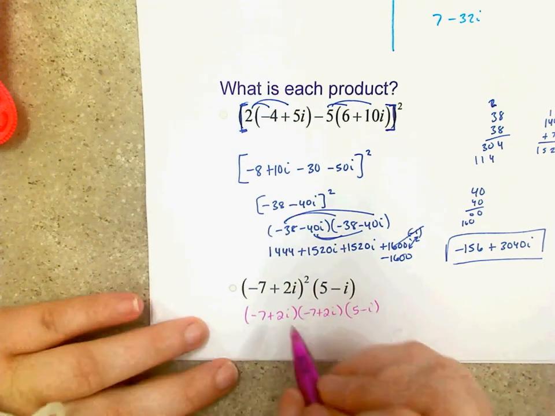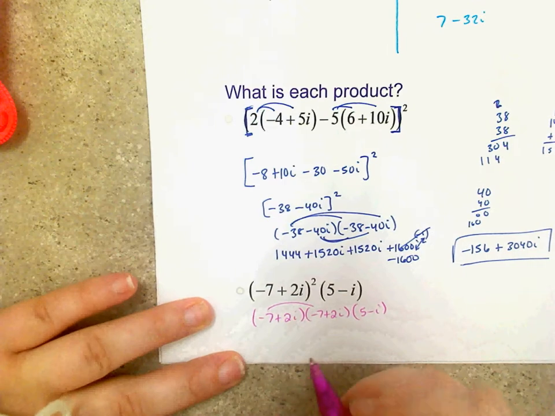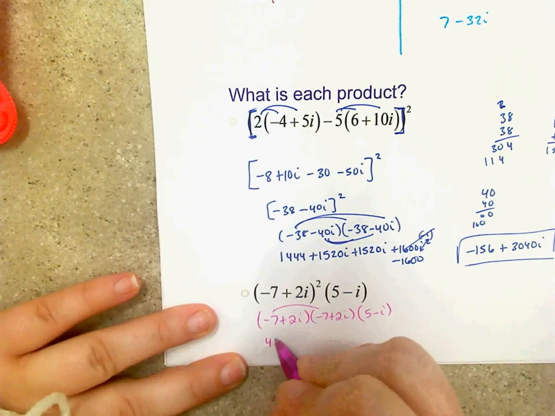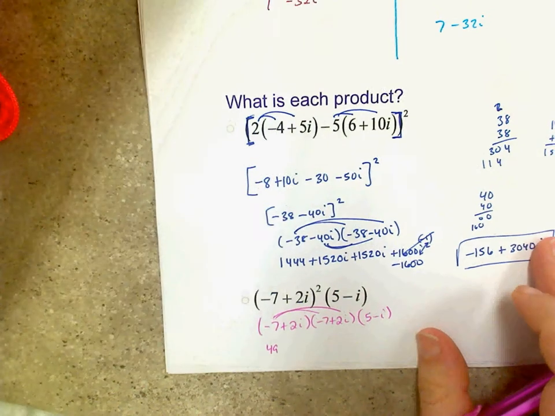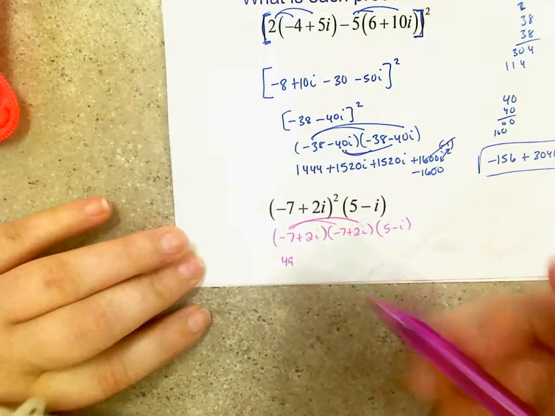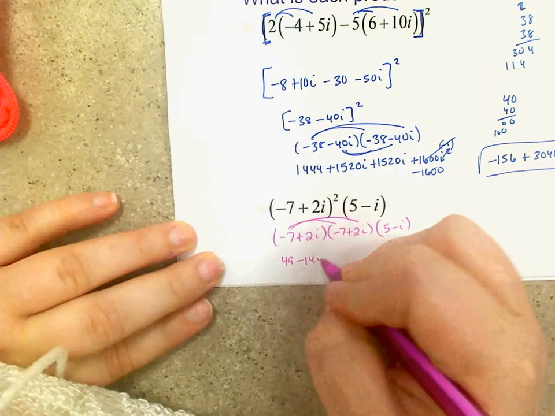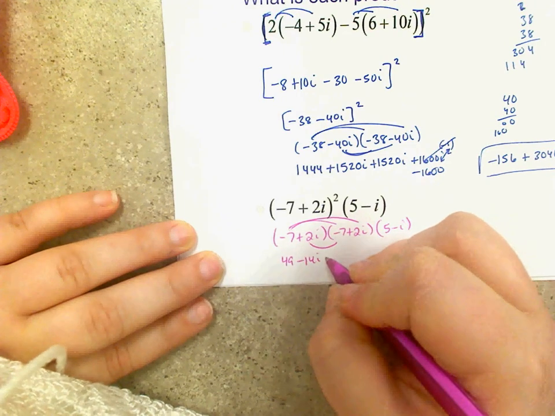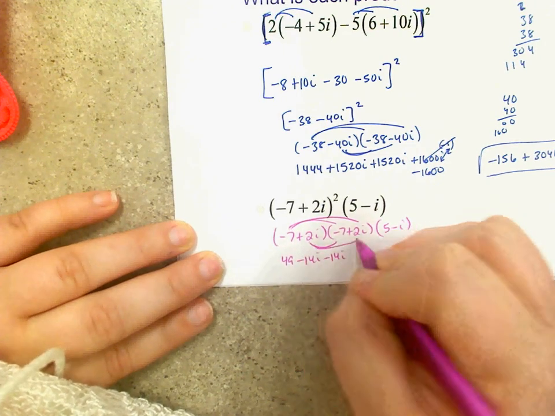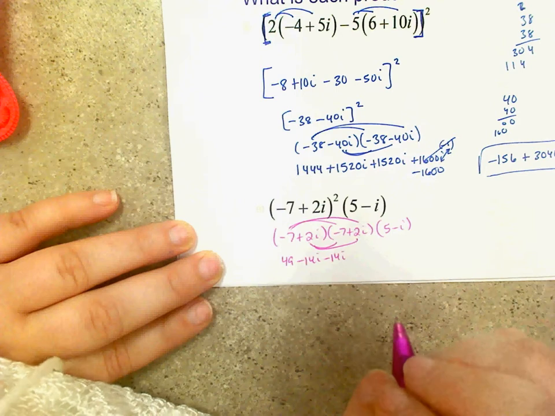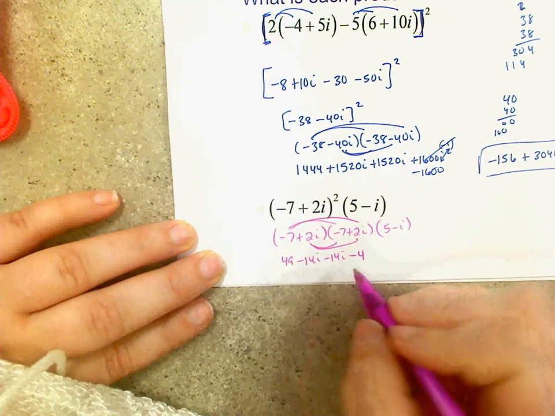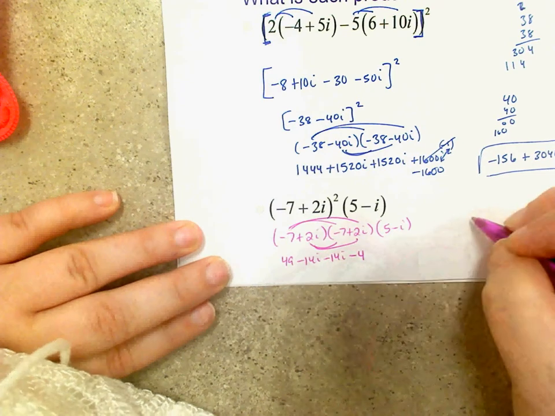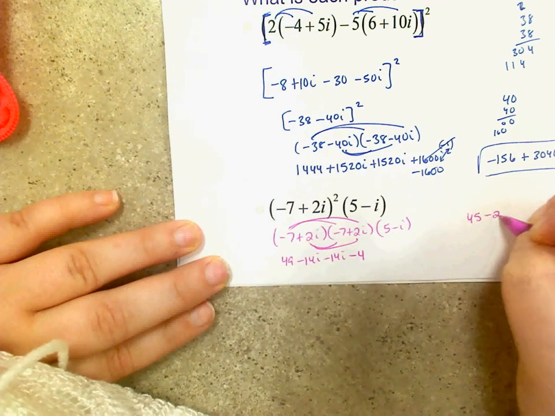Negative 7 times negative 7 is positive 49. Negative 7 times 2i is negative 14i. Again, 2i times negative 7 is negative 14i, and 2i times 2i is positive 4i squared, which is a negative 4. So I've got 45 minus 28i times 5 minus I.